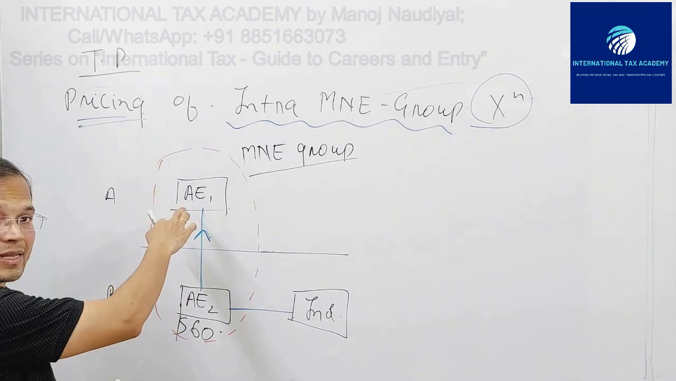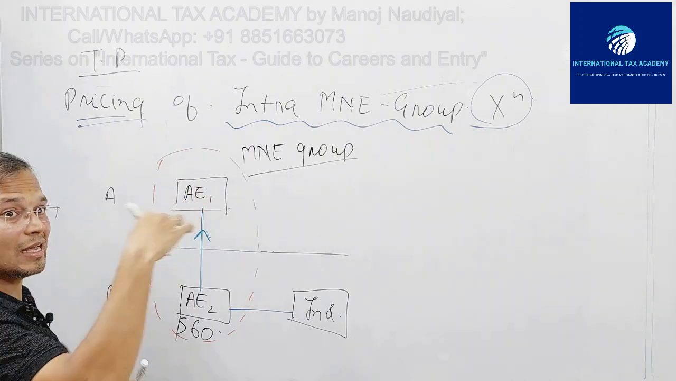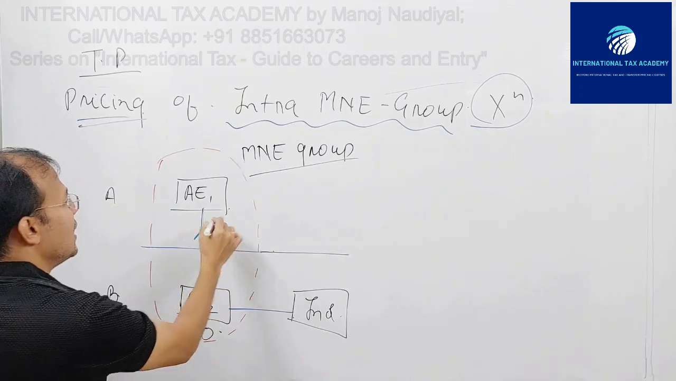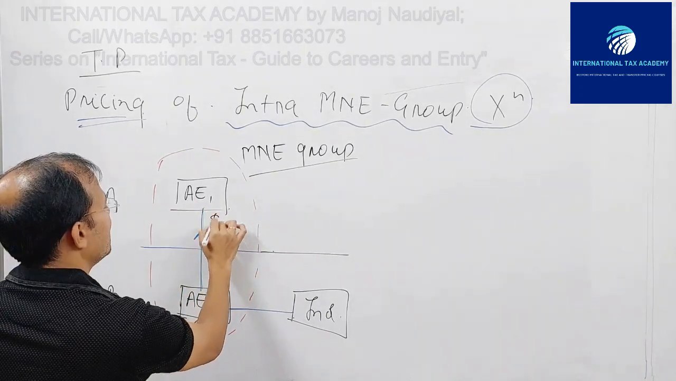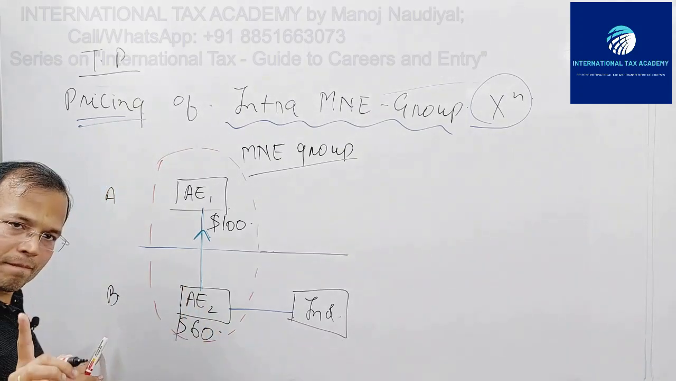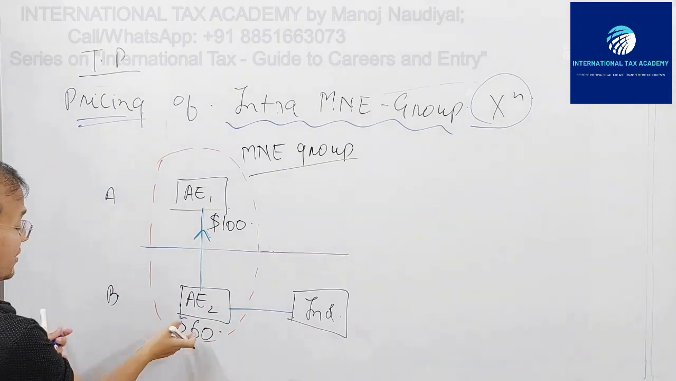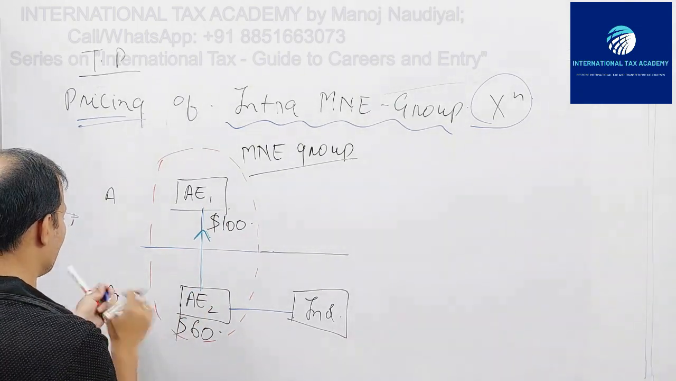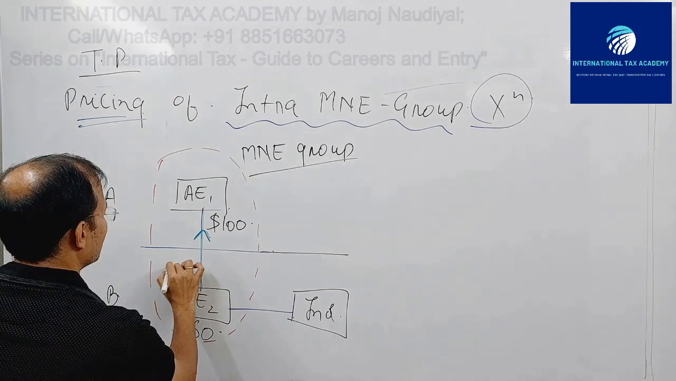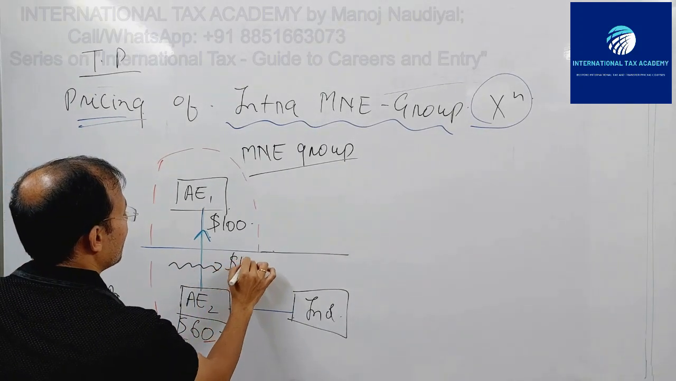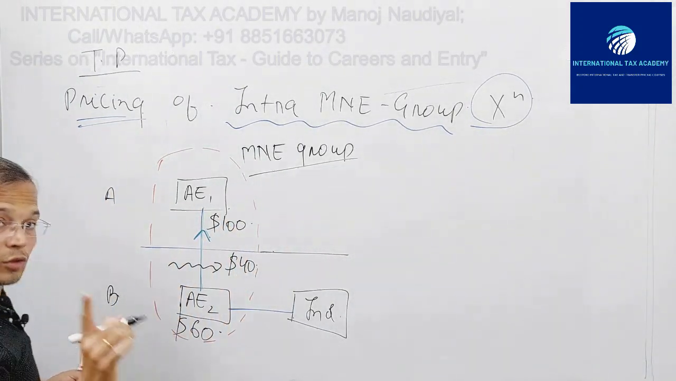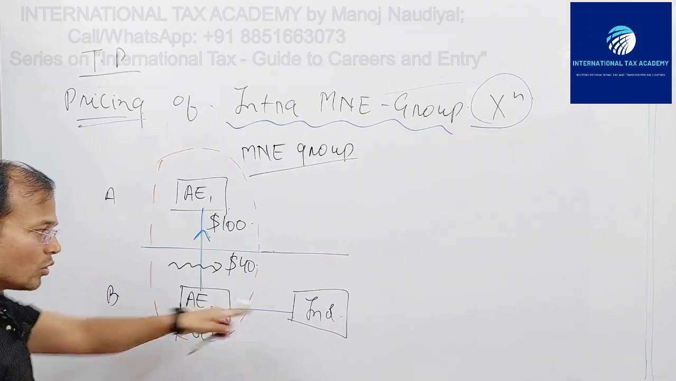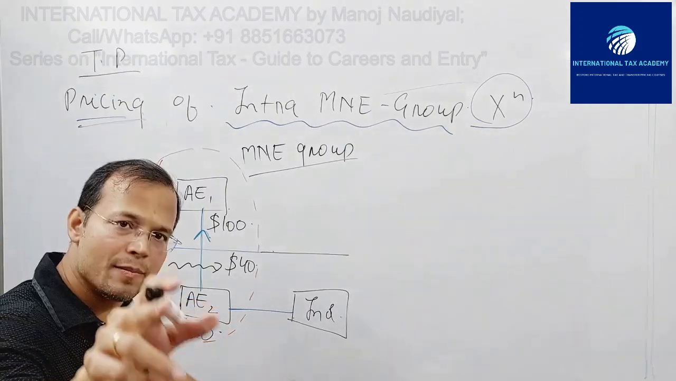So this is the cost, and then this AE2 sells this single pair of shoes to the parent entity AE1, which is the associated entity, part of the same MNE group. It sells this at $100. So therefore $60 sold at $100. So in this transaction, the net profit is $40.